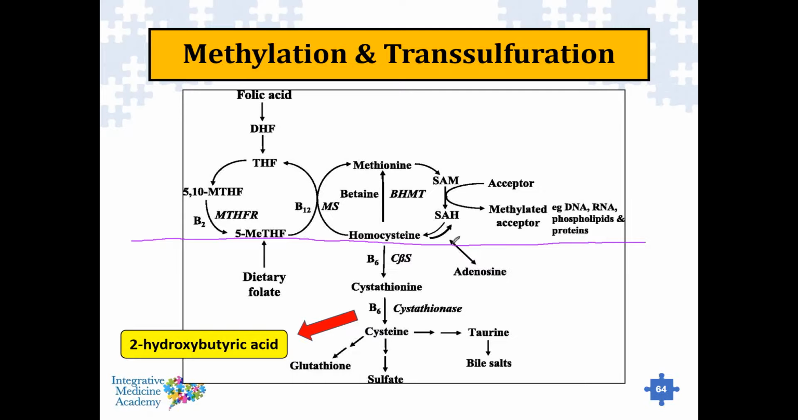If we draw a line, above this line is our folate cycle and our methylation cycle, and they're linked right here through this methionine synthase enzyme. Below this line is transsulfuration. Now, we always have to think about what is most commonly going on. What's the most likely scenario?